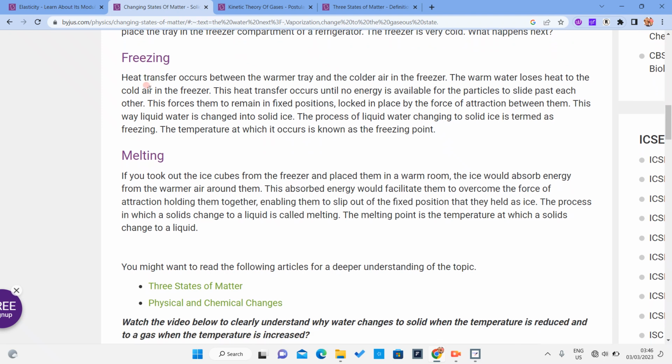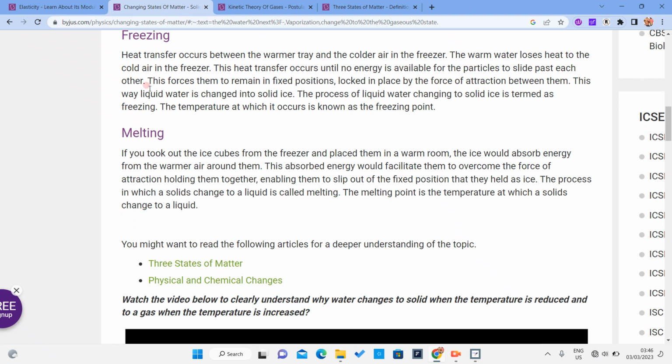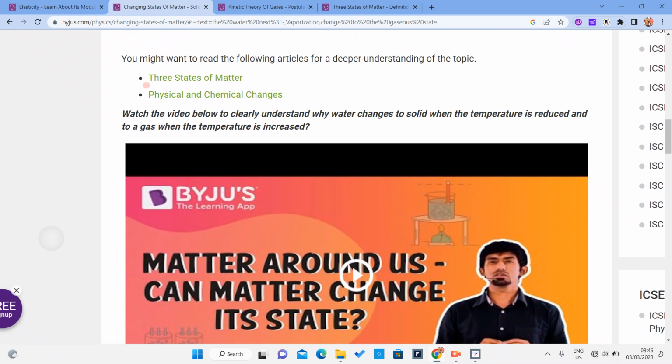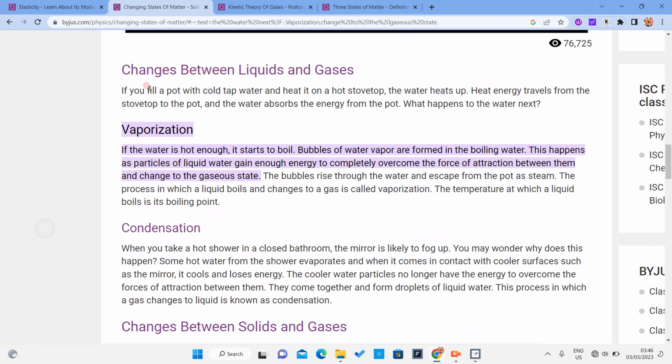Now, melting. Melting is when you are converting solid to liquid. Solid to liquid, that's melting. And it actually involves adding, increasing temperature. You are adding energy. And it usually occurs at the melting point. Melting point is the same thing as your freezing point. Okay, now, the one we just dealt with is changes between solids and liquids.